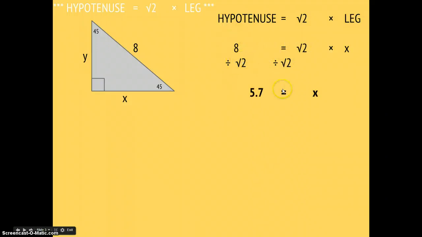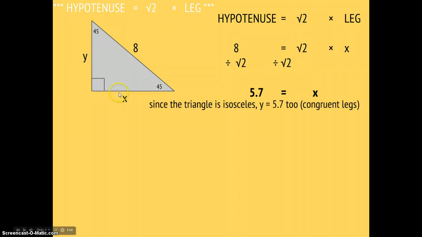And so what we're going to find out here is that x equals 5.7. 8 divided by the square root of 2, 8 divided by 1.414, that's going to equal 5.7. So x here is 5.7. What makes this cool is we also now know y. Since the triangle is isosceles, which means there's two congruent sides, x and y being the same, then y is also 5.7, since the legs are congruent. So we have 5.7, 5.7, and 8.